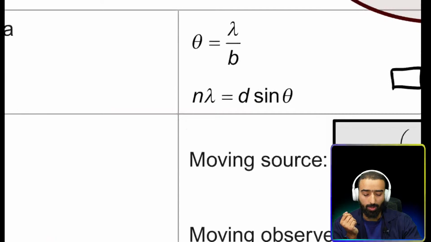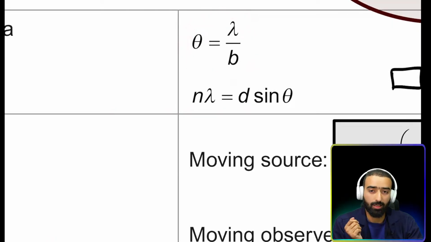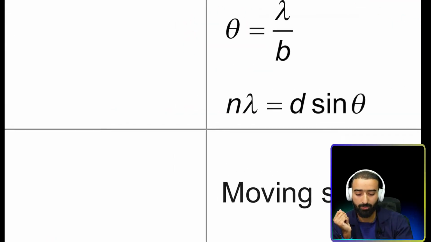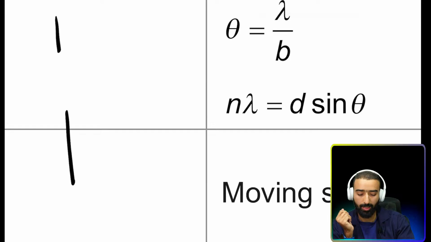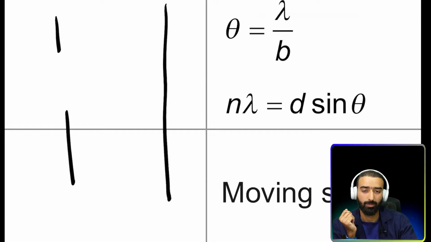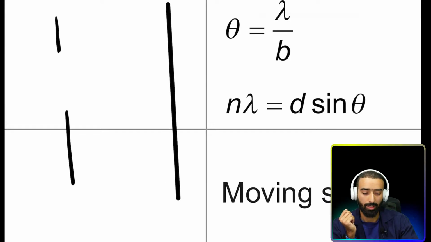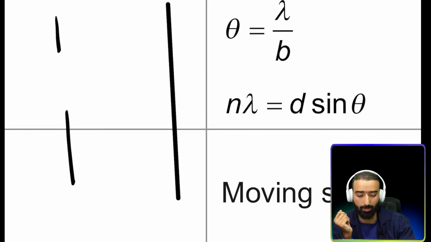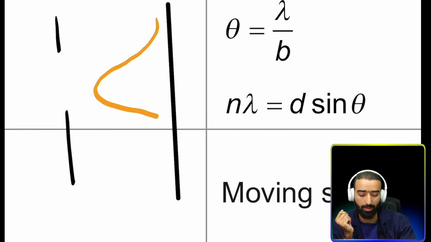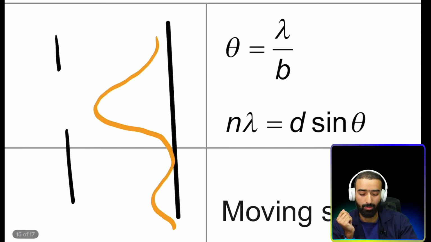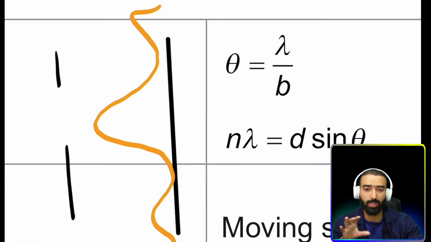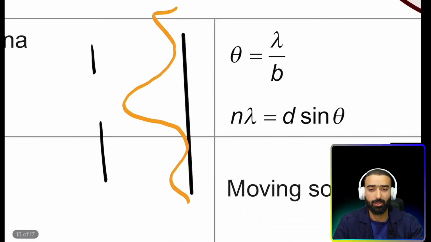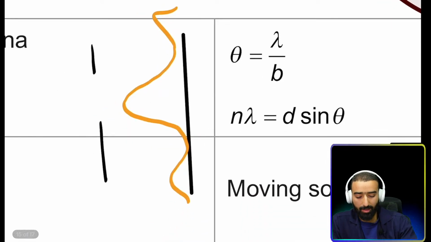This equation over here is for single slit diffraction. So we have a single opening and you have a screen. What's the pattern that you're going to see? You're going to see a bright spot at the center and then tiny little peaks above and below the central maxima.